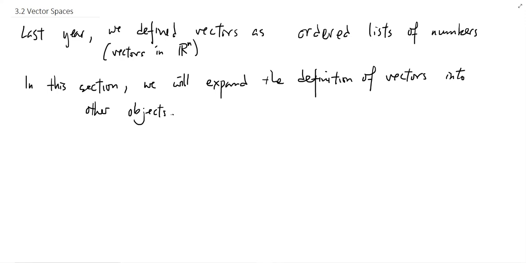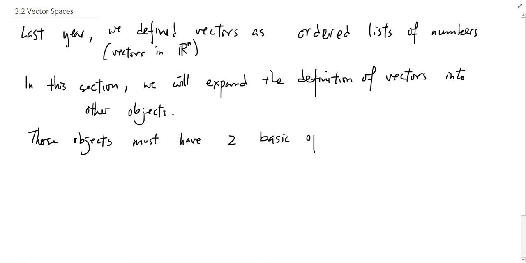So, the important thing about this is the following. When we define other objects as vectors, we want to make sure this is true. These objects must have at least two basic operations that we know so that we can actually do math with them. And what are these two basic operations? The same exact basic operations that you learned back in chapter 1 last year, pretty much like the second day of school.